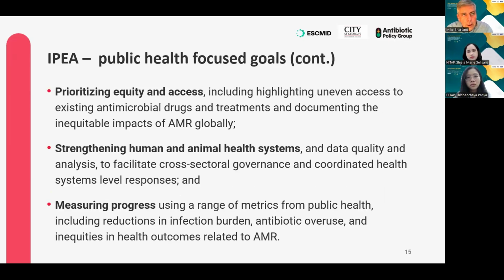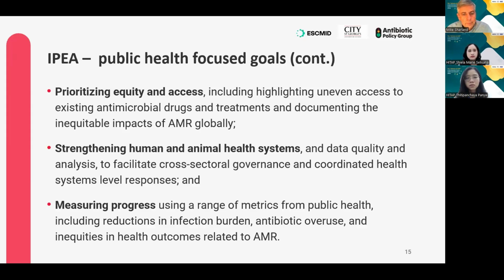So, like a lot of other independent panels, this is really about equity and access. There is uneven access now to existing antimicrobial drugs. There are access problems to effective antimicrobials, access to a lot of the important generic antibiotics that are critical to providing public health focused treatment, and also access to new drugs and other treatments as well. So I think there's a need to document the inequitable impacts of AMR globally and prioritize this within an equity framework.